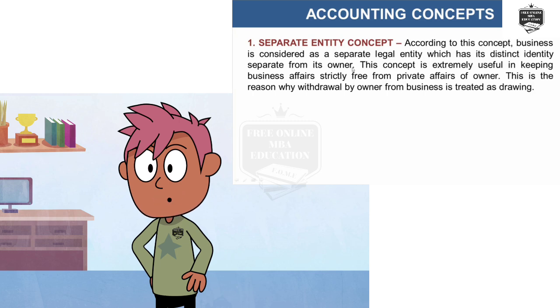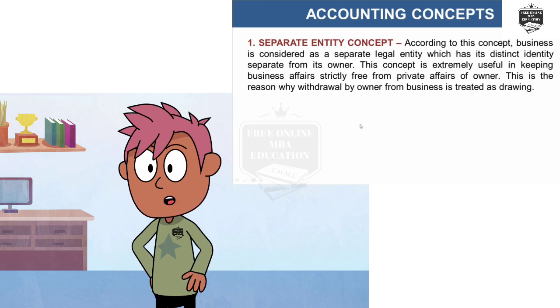Now this concept, why is it extremely useful in accounting? It is because it helps in keeping business affairs strictly free from the private affairs of the owner. So this is like whenever the owner is putting capital in business, that capital is solely for business purpose and it's not that the owner can use it for private purposes as well. No, that capital is to be used for the business purpose and growth of business. Thus business needs to be treated as a legal entity, a separate entity from its owner.